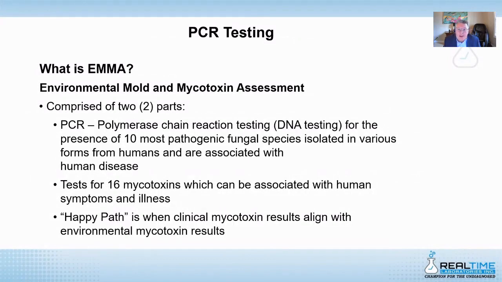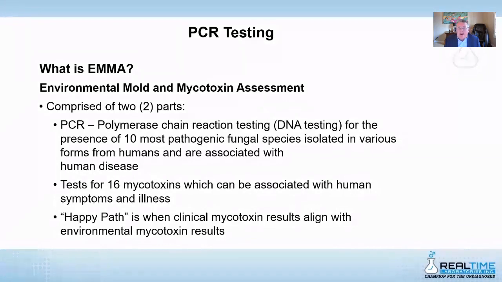So that leads us to an EMA test. And this is a test that at the Mold Pros we use for all of our clients when we're doing a test for someone that has environmental illness. It's comprised of two parts. It has a PCR testing for the 10 most pathogenic fungal species, and then it tests for 16 mycotoxins. So we actually test for the mycotoxins present inside the structure.